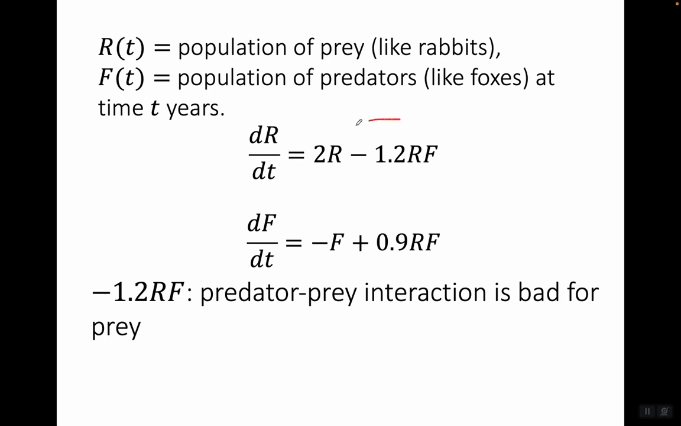And this factor in front of the RF is going to be negative 1.2. We have negative 1.2RF. Predator-prey interaction is bad for prey. So if you have lots of foxes, that means negative 1.2RF is going to be substantial. And notice it's negative. It's going to take its toll on dR/dt. It will decrease dR/dt.